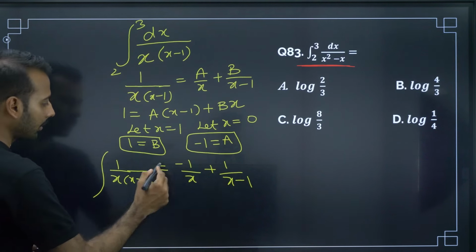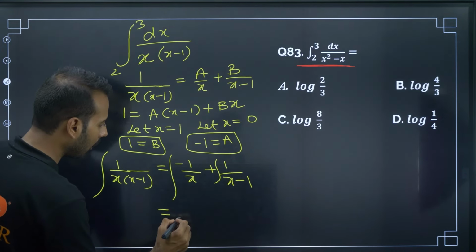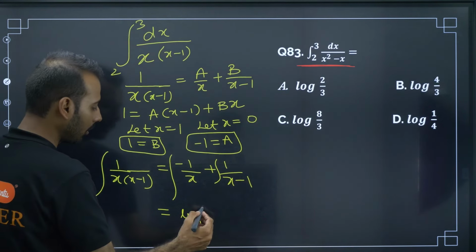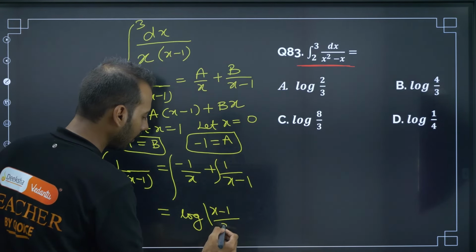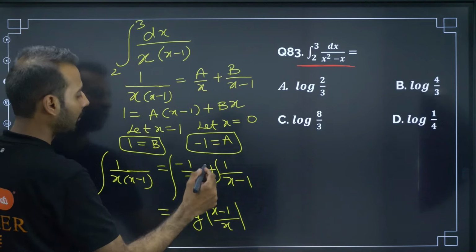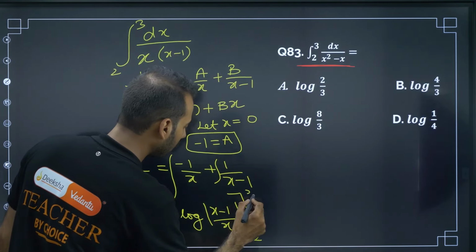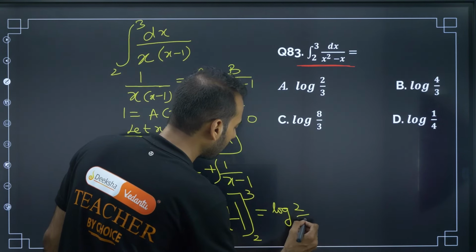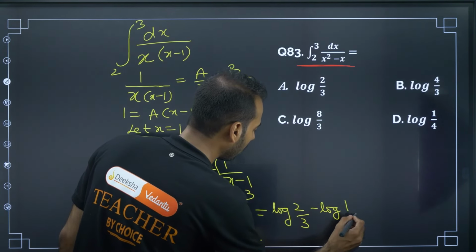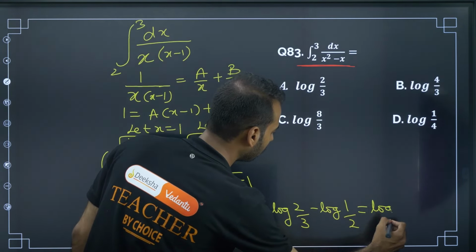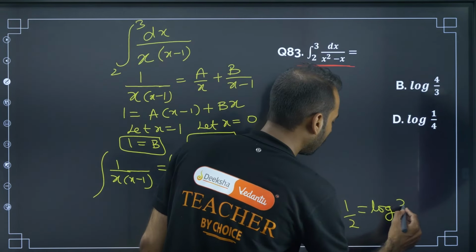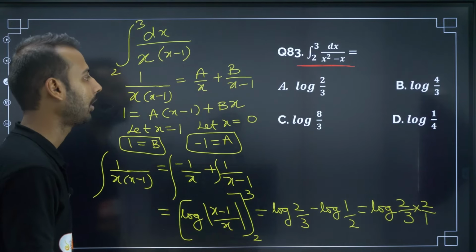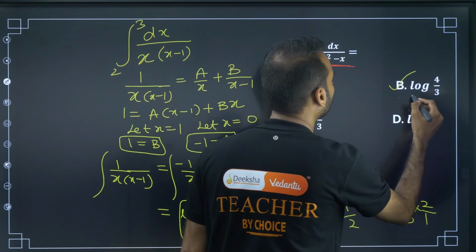Rather than integrating this, I will integrate this. So you will get log of (x minus 1) by x, and integration is from 2 to 3. So if I substitute upper limit and lower limit, log 2 by 3 minus log 1 by 2. So this is log 2 by 3 into 2 by 1, so log 4 by 3. Is there any option like 4 by 3? Yes, B is the answer for this.